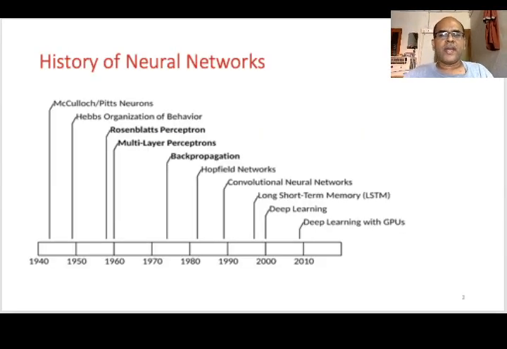So to have a quick recap about the history of how neural networks have evolved: sometime in the 1940s, McCulloch-Pitts neurons evolved, then we had Hebb's behavior sometime early in the 50s, and then we had Hopfield networks, convolutional neural networks. In 2000, another key concept came into existence called deep learning. And deep learning with GPUs came into existence sometime in 2010.